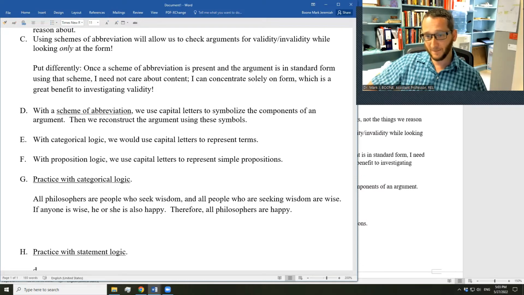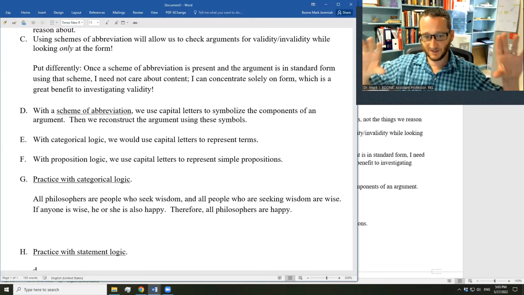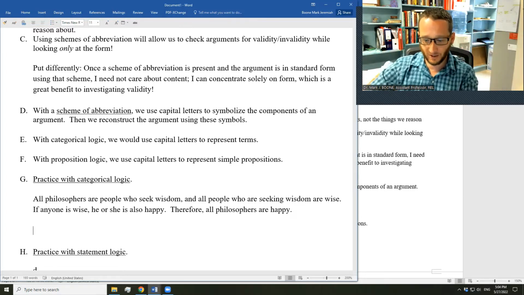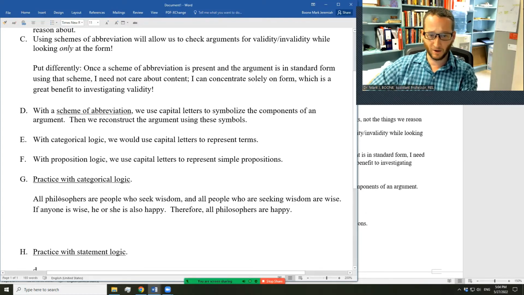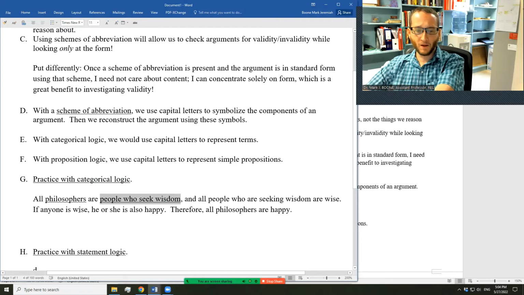And what we care about today is not even that. We just care about what is the form of the argument. And let's put it into standard form. So here are our terms: philosophers, people who seek wisdom, wise people, and happy people.